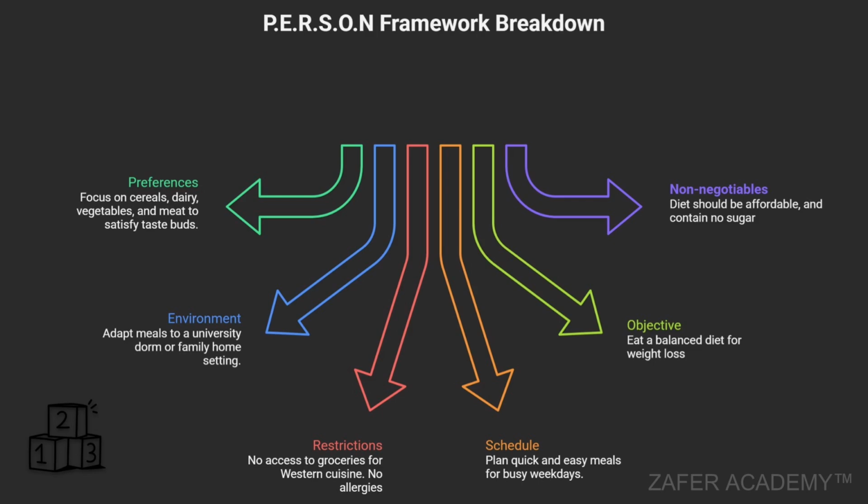Next thing we are looking at is the overall objective. So the objective of the user in this case is to eat a balanced diet for weight loss. So the user here wants weight loss, so that's his objective. Your objective must not be weight loss. Your objective may not even be in the dieting category or in the lifestyle category.